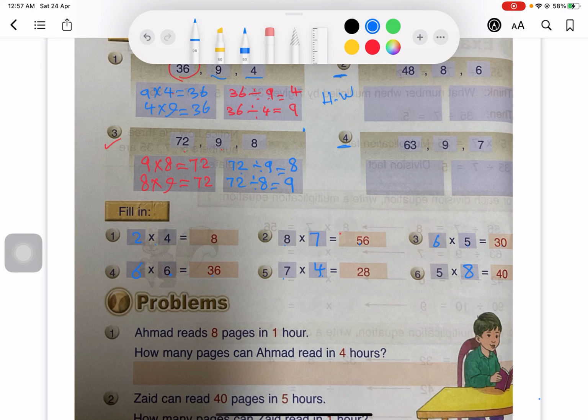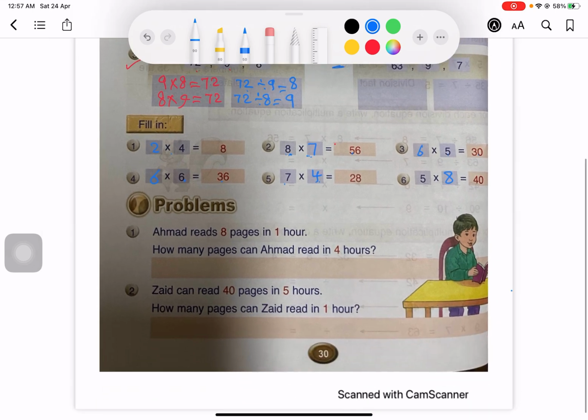They give us a multiplication sentence with one factor missing. This is factor, this is factor. They give you one factor, and you are going to write the second one. Remember, you need to memorize the tables very well, because if you are not memorizing the tables, you can't solve. إذا مش حافظ الجداول ما راح تعرف تحل.